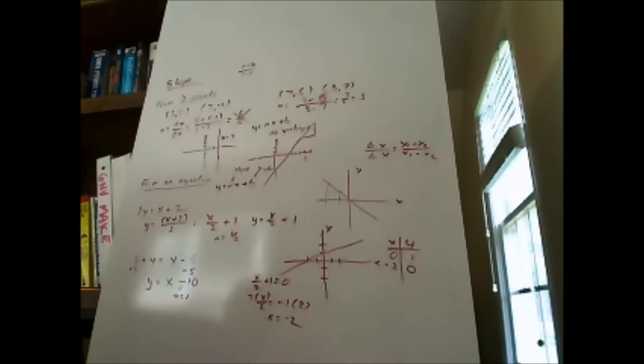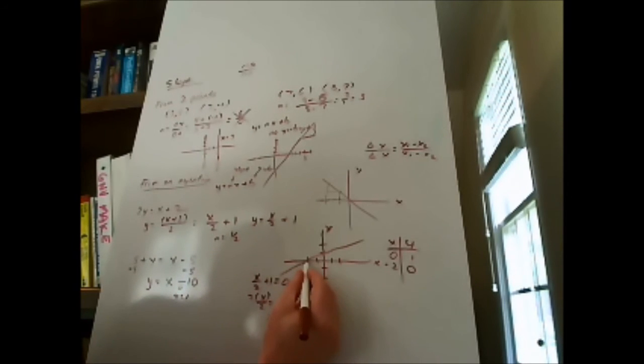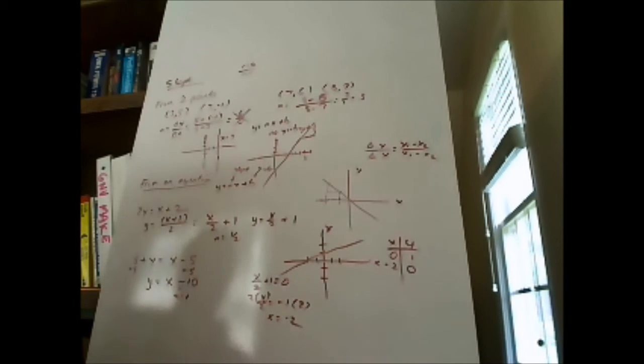And then we go, okay, how do I check to see, does that make sense? What was the slope? The slope was 1/2. So it's rise over run. So for every run of 2, I go up 1. So if I run 2, I go up 1. There's my slope. That one makes sense.